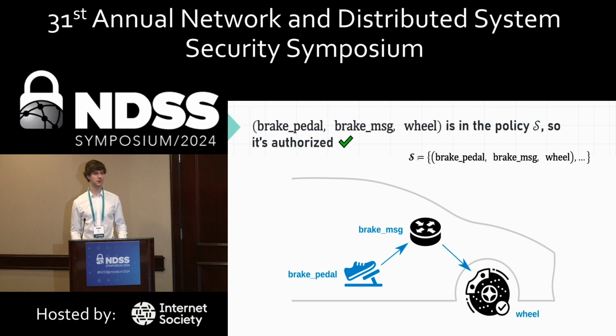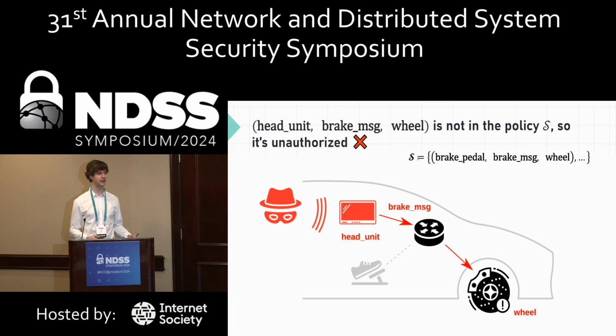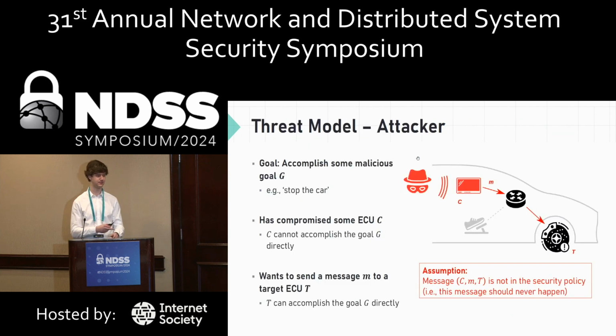So for example, if the person hits the brake pedal, that's normal, and it'll send a braking message to the wheel, and we want to allow this, so we would have it in the security policy. But in our malicious scenario, if the attacker compromises the head unit and sends a braking message to the wheel, that's a message that should not ever happen. So it wouldn't be in our security policy, and ideally, we would block it. We can use this to create a threat model for our attacker.